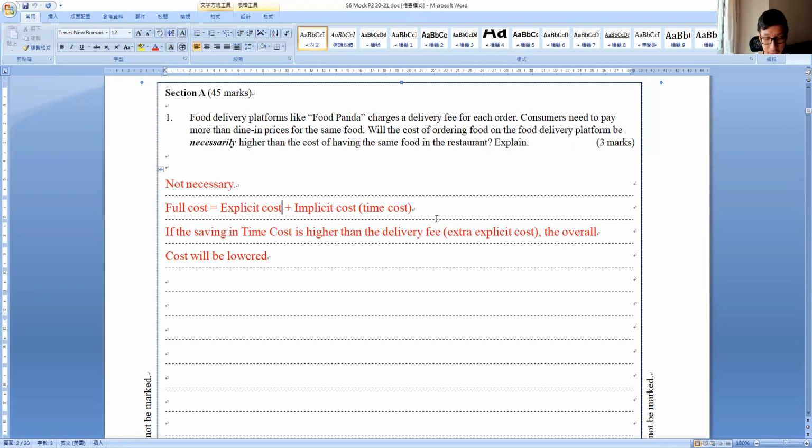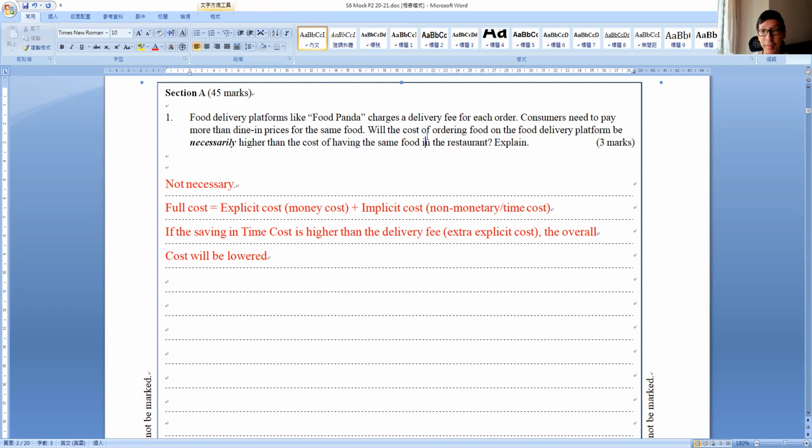First part, we call it the explicit cost, or some of you would like to call it money cost. And the implicit cost, or some of you would like to call it non-monetary cost, or simply time cost. And then next thing you need to point out, by ordering Food Panda, you save time. You save up time that can be used in other alternatives. 係咪？啲時間有其他 alternative 㗎嘛？ If the saving in time cost is higher than the delivery cost, extra money cost, then the overall cost would be lower.